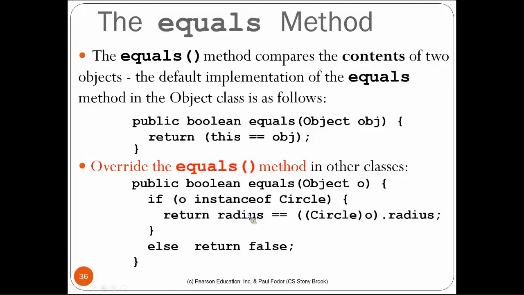If o is an instance of circle, then we compare: is the radius of the current circle equal to the object o's radius, if the object o is cast to a circle? We must cast it to a circle before we can access the data field radius, although we know that now o is an instance of circle. If that is true, it returns true, otherwise it returns false. If the object o is not an instance of circle, then it returns false by default. And this is the implementation here.